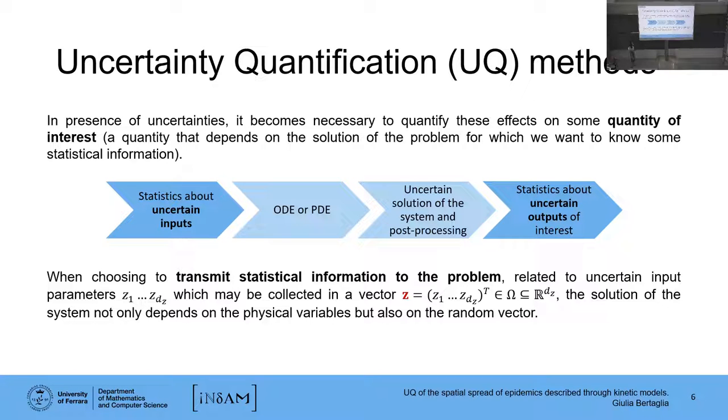And so the UQ task consists, and we know it, but just a little reminder, of obtaining statistics about the output of interest that depend on the solution of our system of equations, which can be ODEs or PDEs, in our case PDEs, given the statistics about the uncertain inputs. And so when we choose to transmit this statistical information to the problem, we consider different possible uncertain inputs in this framework, which are independent of one another, Z1 till ZN, which can be collected into a single vector Z here in red. The solution of the system will not only depend, of course, on space and time, but also on this random vector, which characterizes the possible random inputs.